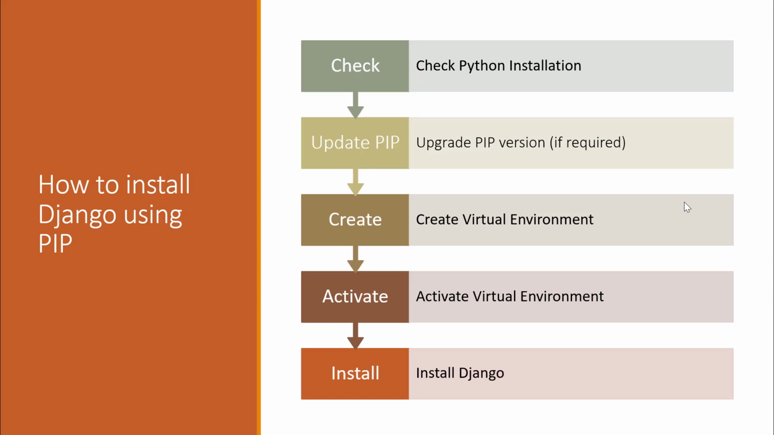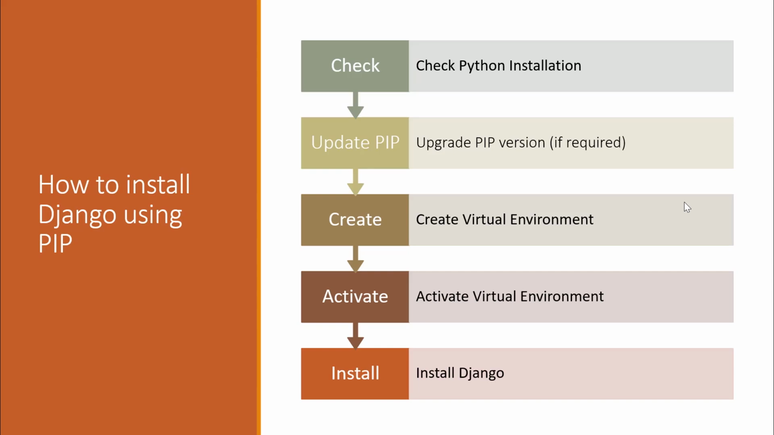Now before we start off, there are some prerequisites that we need to check. Very first, we need to make sure that Python is installed in our system, and second, we need to make sure that pip is also installed. Now how we can install Python and how we can install pip, both of the things are already covered in this tutorial series, so we will directly move to our topic and understand the steps to install Django.